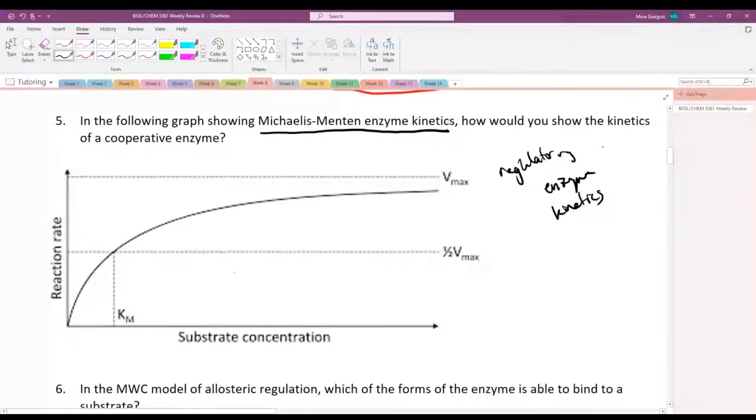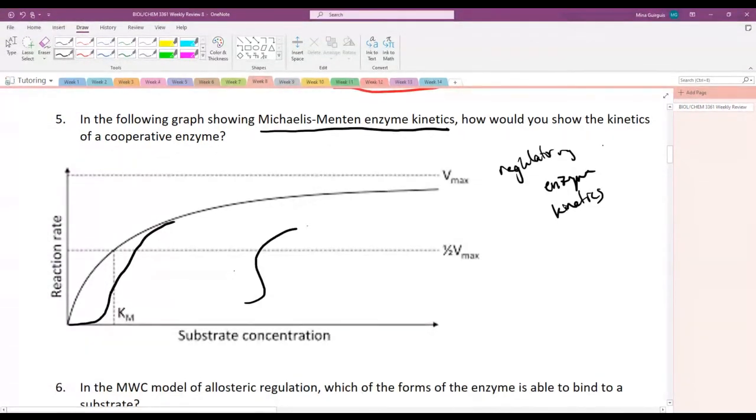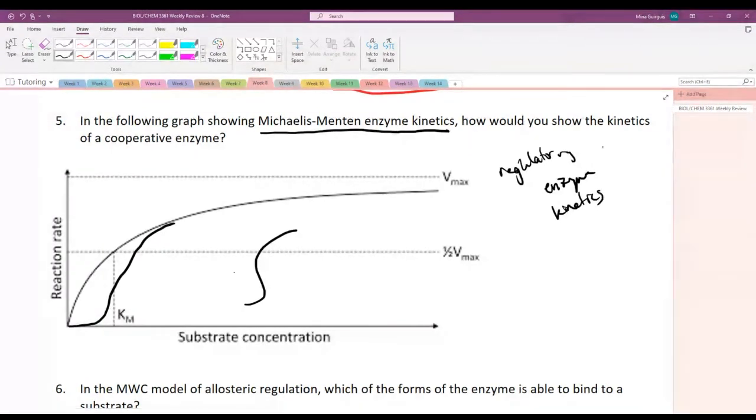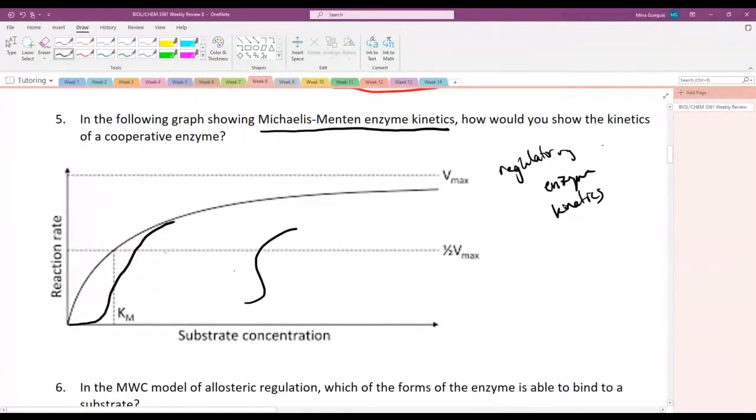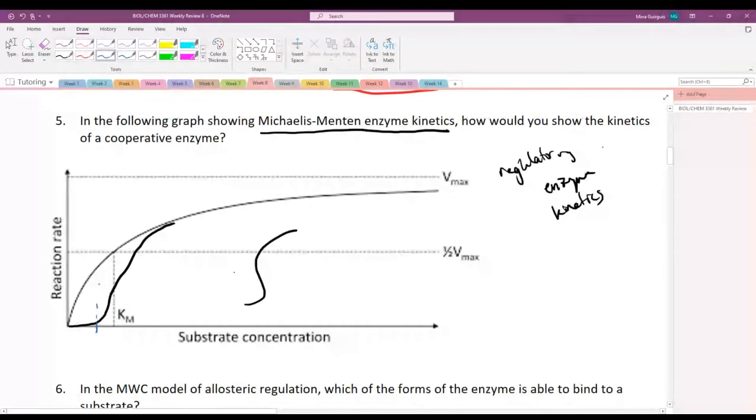And I apologize, I'm probably going to have to undo a few times because I'm not the best artist. It kind of looks like that. I think of it as an S shape, but I'm not very good at drawing the S shape, so it's something like that. And the reason it shows this S shape is we can think of it as the binding of the first molecule will speed up binding of subsequent molecules.